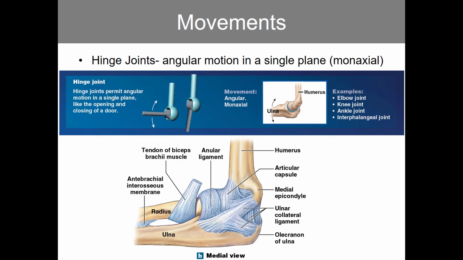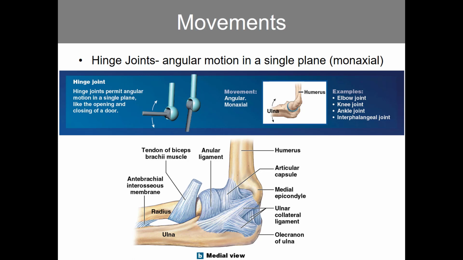Hinge joints allow for angular motion within a single plane, so they're monaxial. If you think of hinge joints such as the knee or the elbow or the ankle, it's very similar to the hinge of a door. They only allow movement within a single plane.